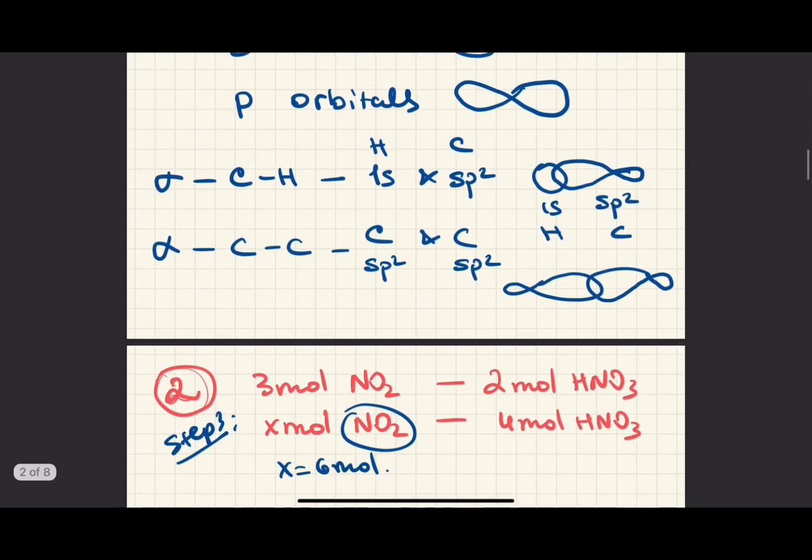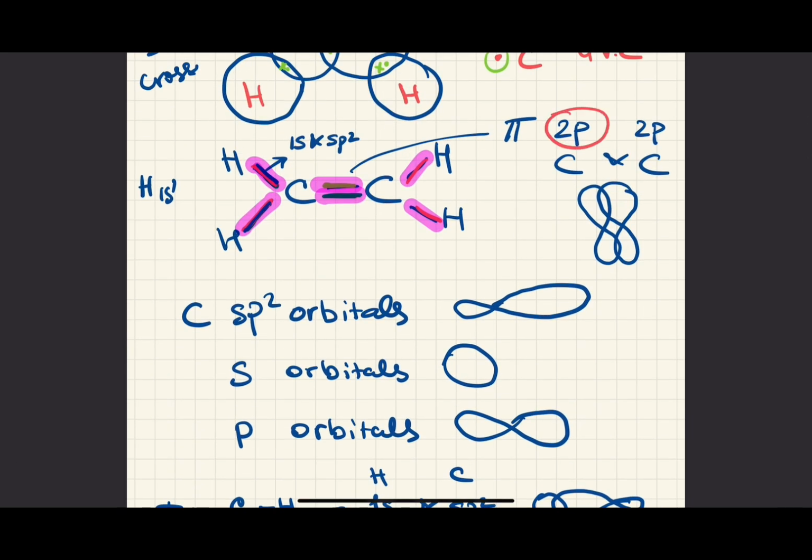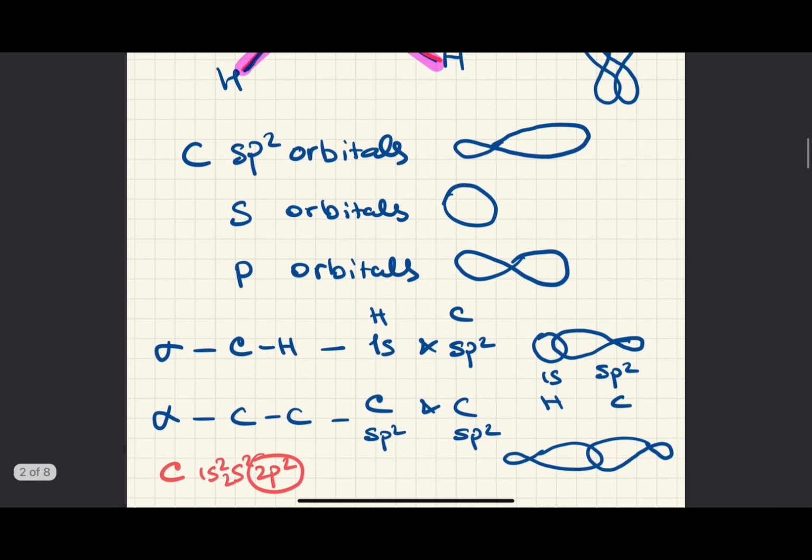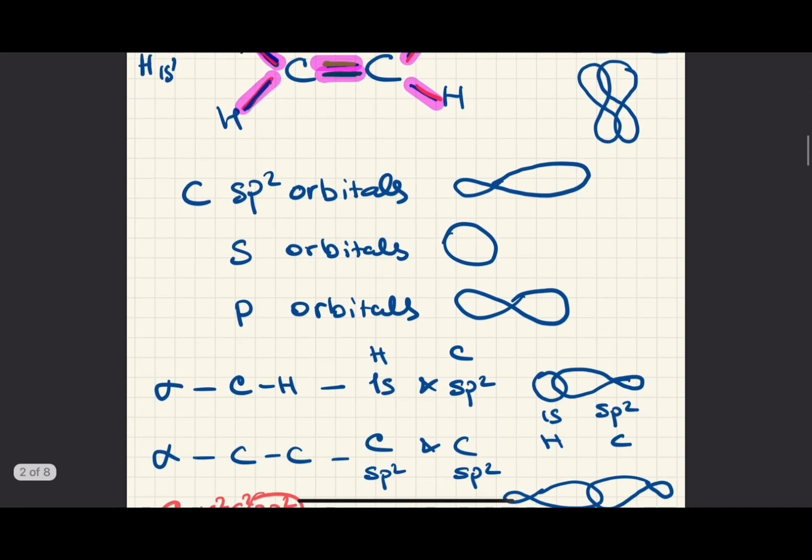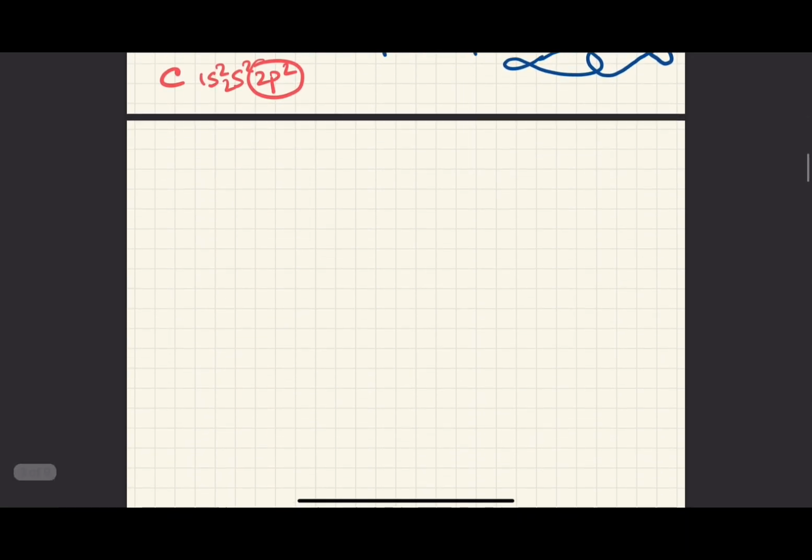So if you remember, carbon's electronic configuration is 1s2, 2s2, and then 2p2, right? That 2p in here is the one that we have. So pi bonds are made between carbon and carbon. Now I want you to rewrite all of this stuff again for yourself, so I'm gonna draw the picture for you.